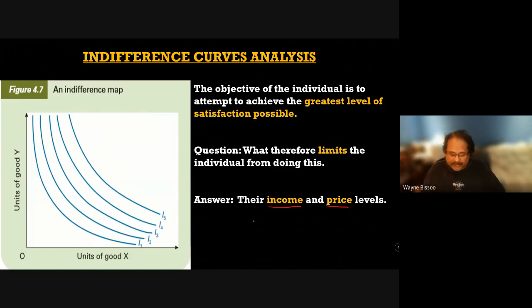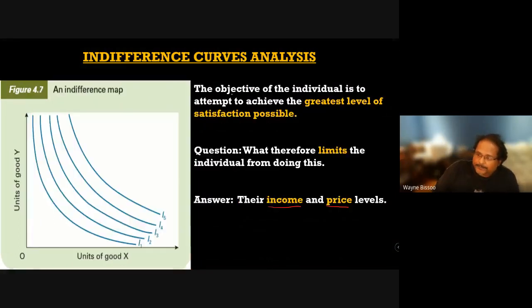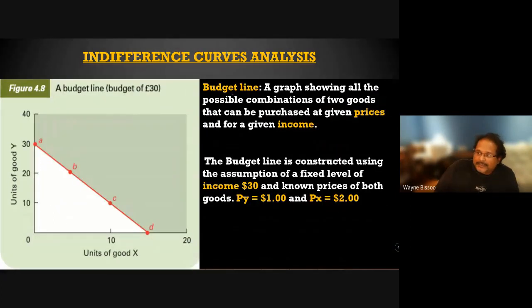Automatically, this model is a little more complicated because it's allowing us to factor into this not only our preferences for the goods as seen through our indifference curves, but two other features now, income and prices. So let's look and see what happens. That gives us the budget line, right? A budget line is a graph showing all the possible combinations of two goods that can be purchased at given prices and for a given income.